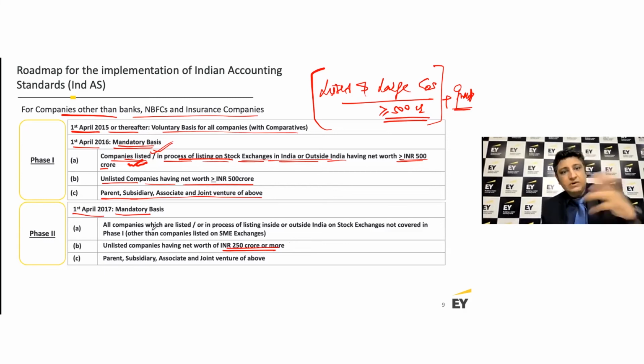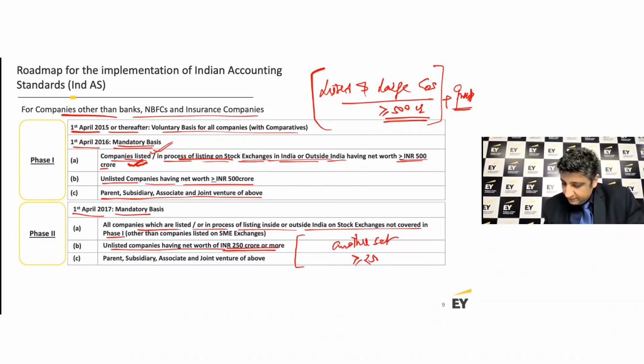So they would now get covered. All companies which are listed or in the process of listing, which were not covered in the first phase, as well as the unlisted companies with a net worth of 250 crore rupees or more, and the group companies. So this is another set of companies where you talk about a net worth of 250 crore rupees plus the group entities of those. They would all get covered as a part of phase two.